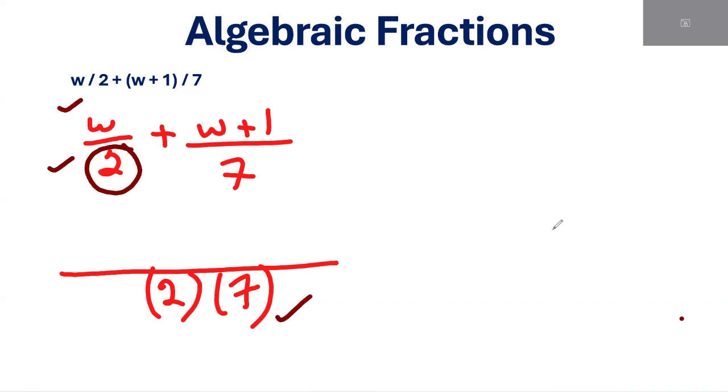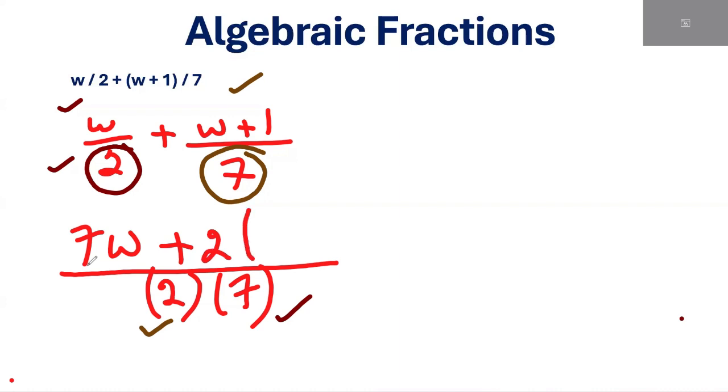7 multiplied by w. 7w. Now for the second term, don't write 7. 7 is already in the denominator. You can write 2. 2 multiplied by (w plus 1). So I'm writing 2 multiplied by (w plus 1). w plus 1 should be in brackets.